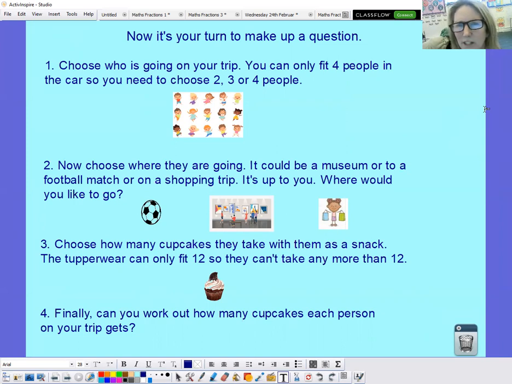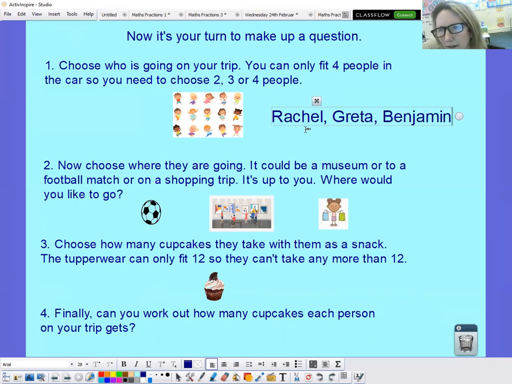number 1, you're going to choose who is going on your trip. So have a think. You can choose 2 people or 3 people or 4 people, but choose people in the class. So I am going to choose Rachel, and who haven't we had? And Greta, and who haven't we had? Benjamin. I'm going to choose 3. So you can choose your 3 children from the class, or choose 4 or 2, but no more than 4.